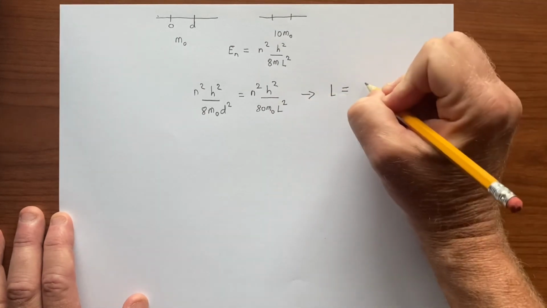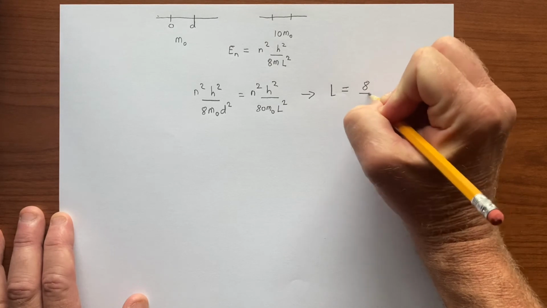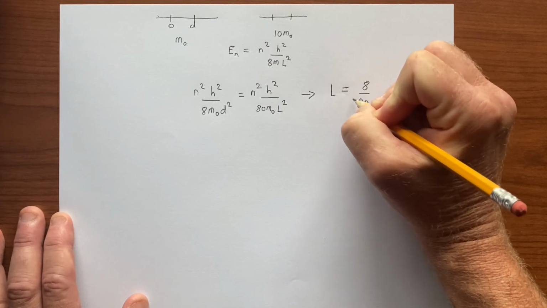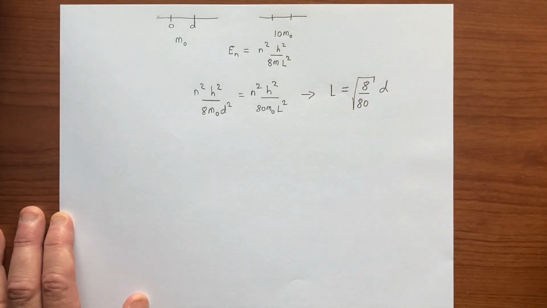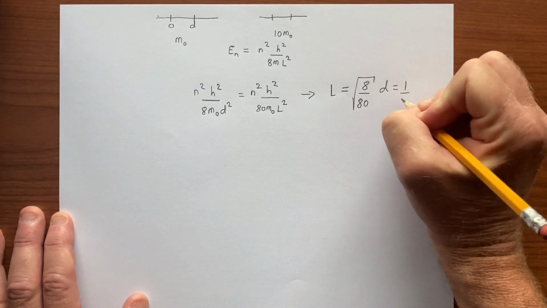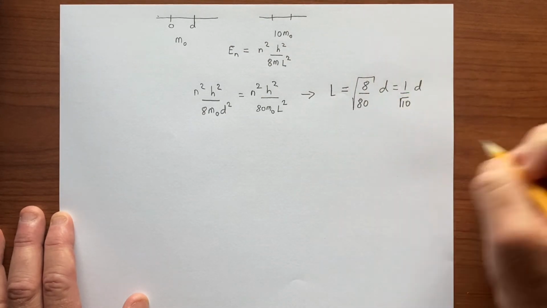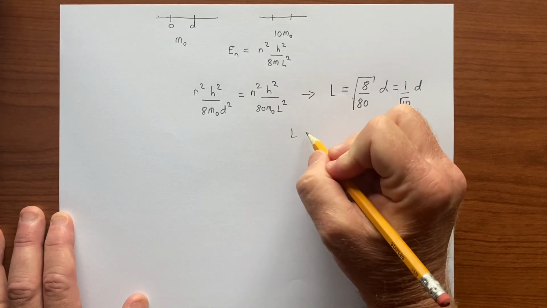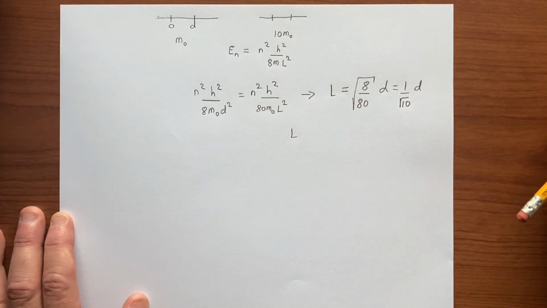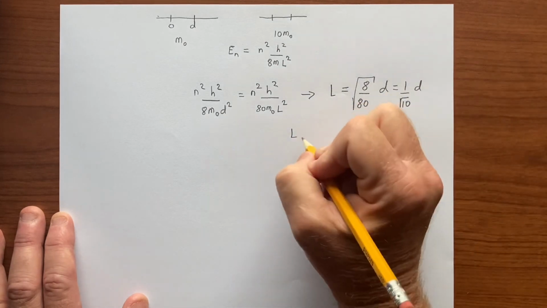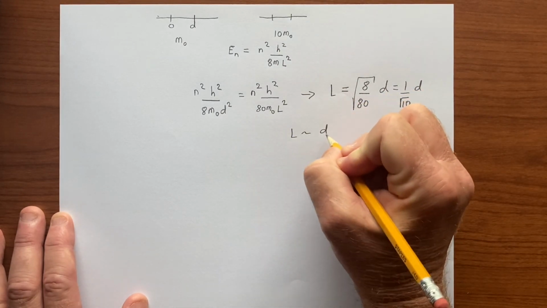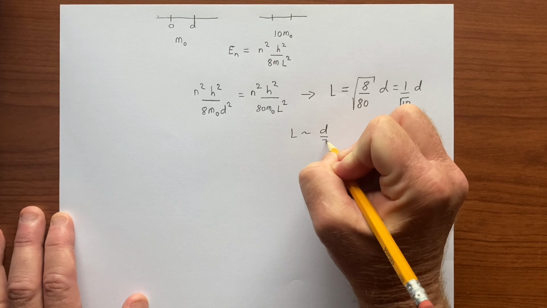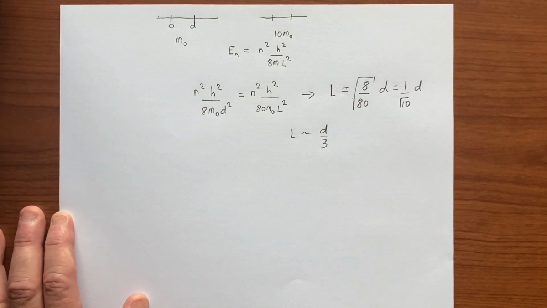We have to take the square root. And so L ends up being the square root of 8 over 80 times d, which is 1 over the square root of 10 times d. So L is about a third. L is about d over 3. So in order for the more massive object to have the same energies, we need to constrain the particle more.